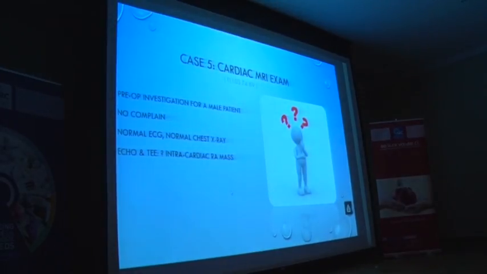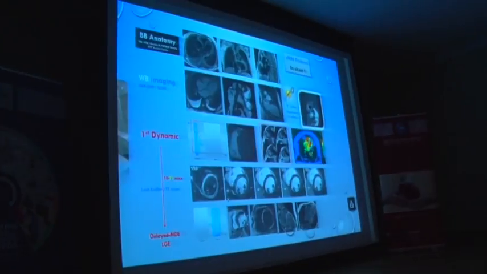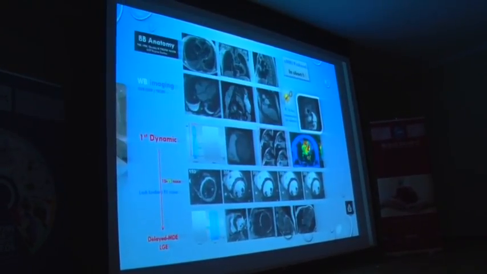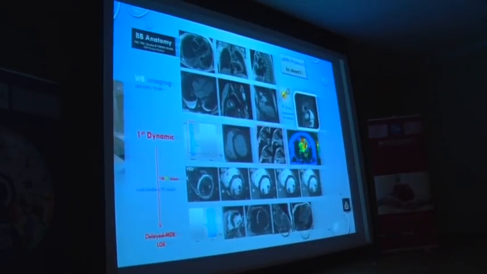They needed to characterize this lesion, what type of lesion, what it is. So I will show you some slides. This is a protocol we are using just to give you some orientation, because cardiac MRI is rather hard.